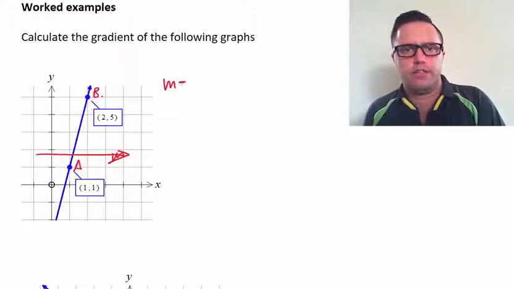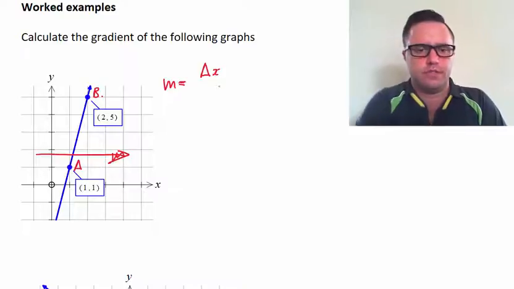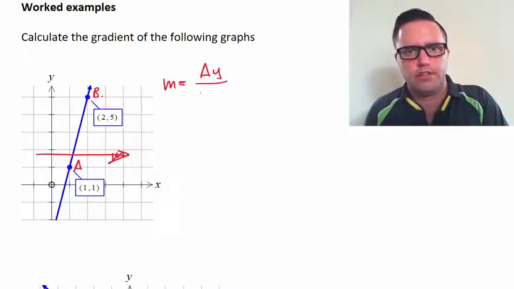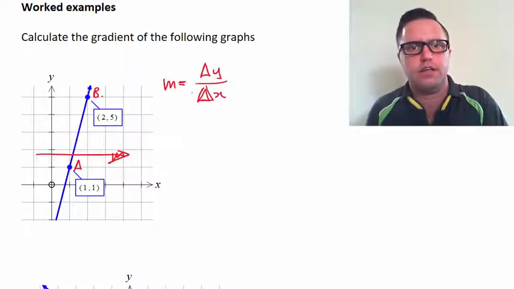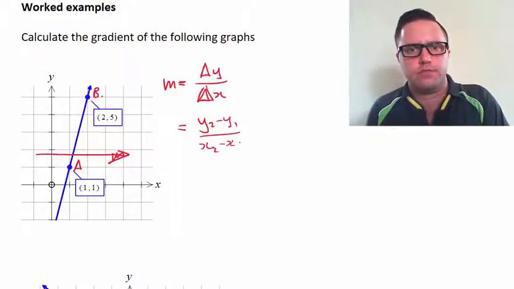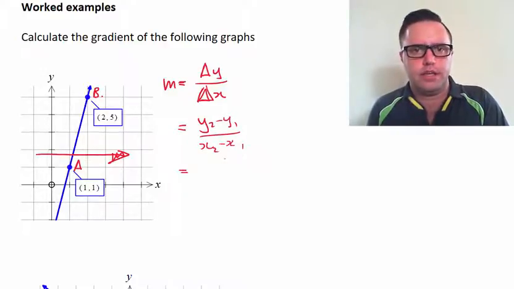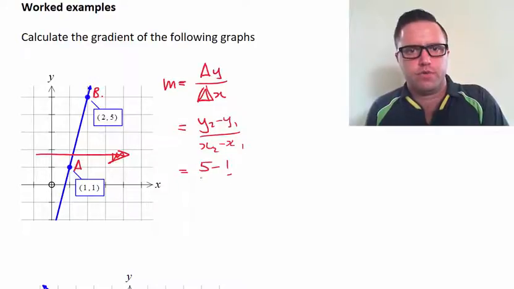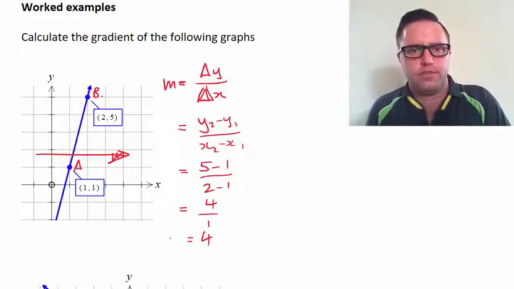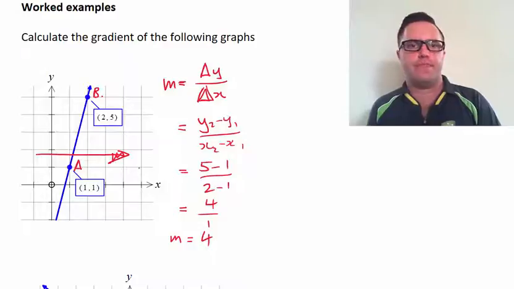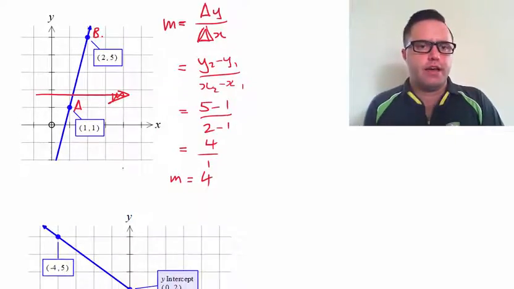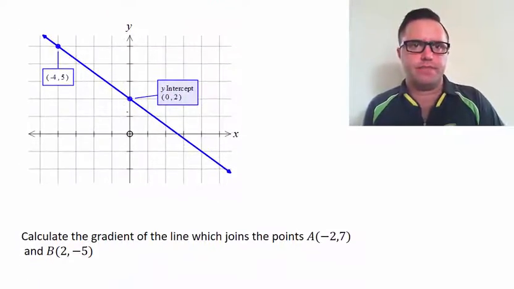So gradient is delta y over delta x, and that's equal to y2 minus y1 over x2 minus x1, being 5 minus 1 over 2 minus 1, which is 4 over 1. So therefore we have a slope of 4 for that one there. Okay, gradient of 4.